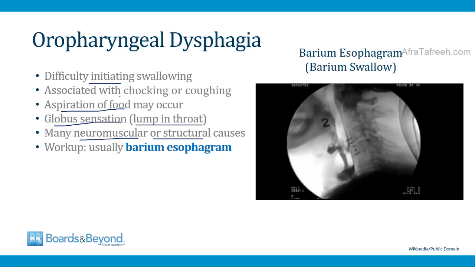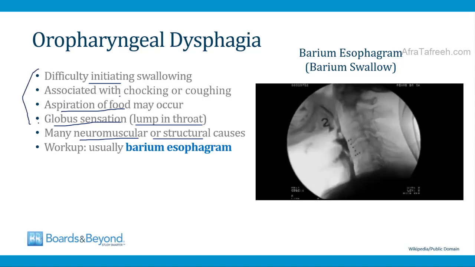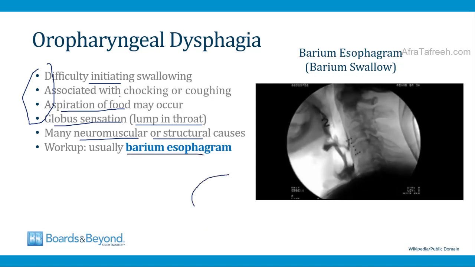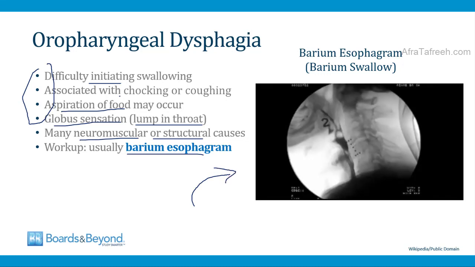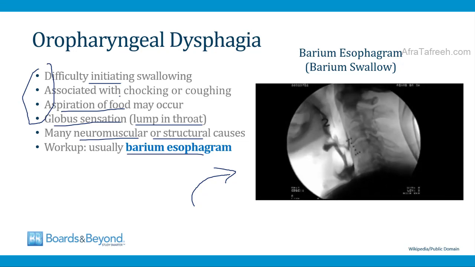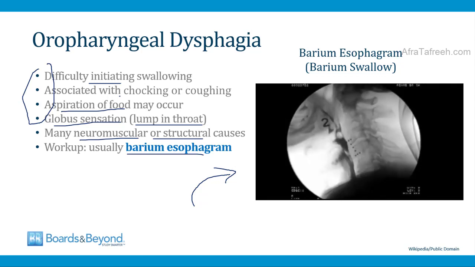The first step in workup of a patient who has these types of symptoms that are consistent with oropharyngeal dysphagia is usually to order a barium esophagram. This is also called a barium swallow. This is a picture of one on the screen. It uses a fluoroscope to take an image of the patient's oropharynx as the patient swallows some contrast. And if there's a portion of the oropharynx that is dysfunctional, leading to the oropharyngeal dysphagia, it can usually be identified by barium esophagram.